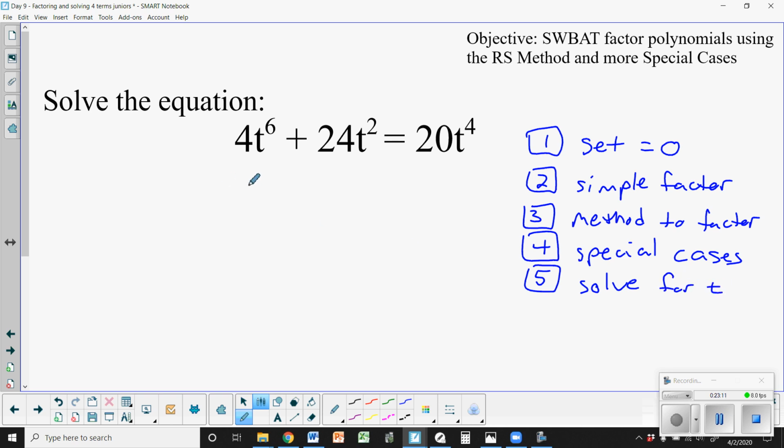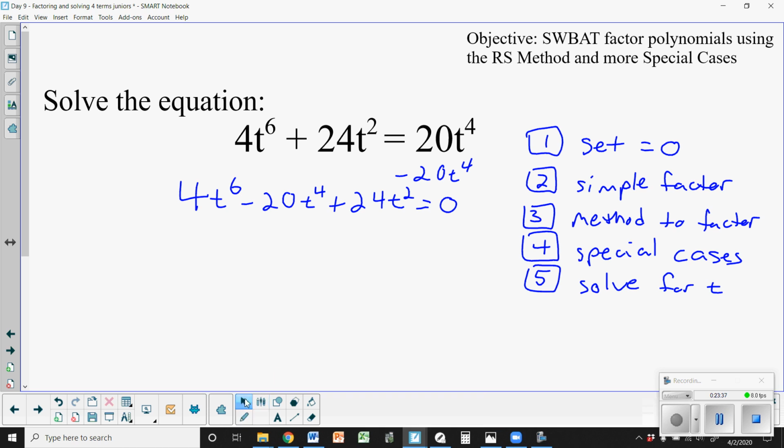All right, so let's look at this problem here. So we notice that we're not set equal to 0. So when we subtract this over, we want to make sure that we rewrite in order. So we're subtracting 20t to the 4th. So it'll be minus 20 t to the 4th, because that's the next power that's largest, and then plus 24 t squared equals 0. I'm just going to move this part a little bit higher. There we go.